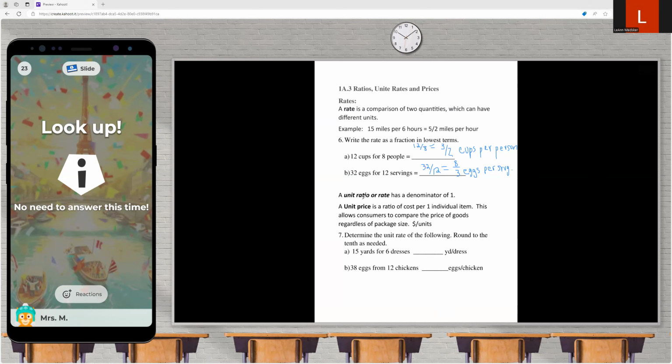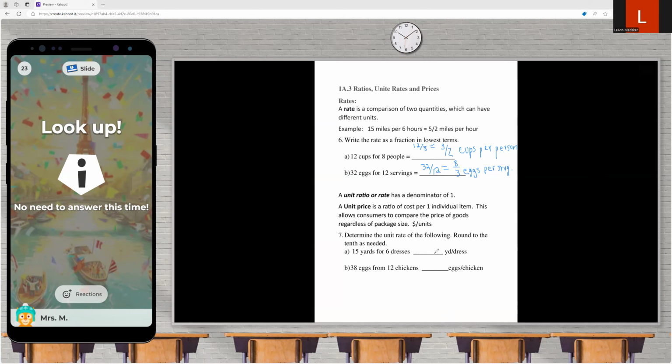A unit ratio or unit rate has a denominator of 1. So this is like when you go to the store and you're like, which item is the better deal? So, sometimes I go to Costco and they have items in bulk. I want to know which one's the better deal for me to buy. So a unit price is a ratio of cost per one individual item. So what you do is you put your dollar amount over your number of items that you're getting.